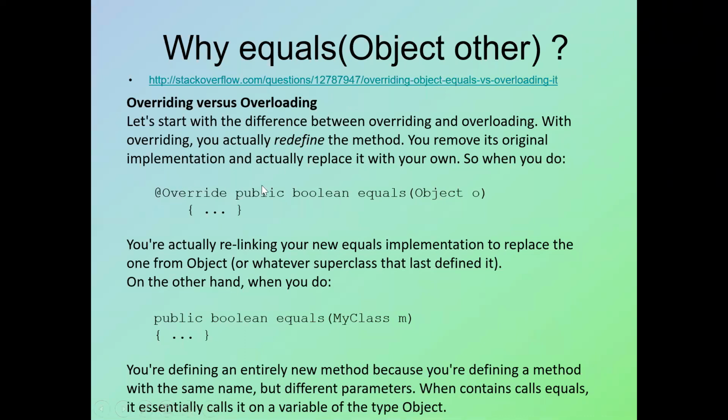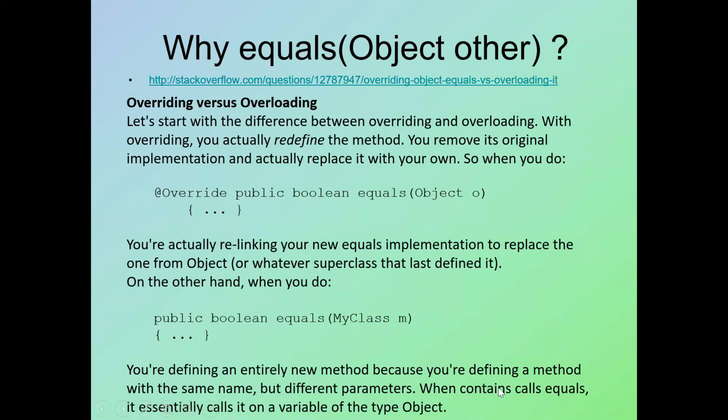So when you do @Override, I think this is just for documentation, public boolean equals whatever. You're actually relinking your new equals implementation to replace the one in Object. On the other hand, when you do public boolean equals(MyClass m), the way we were doing it in 10A and on Monday, you're defining an entirely new method, because you're defining a method with the same name but different parameters. When contains calls equals, it essentially calls it on a variable of the type Object.